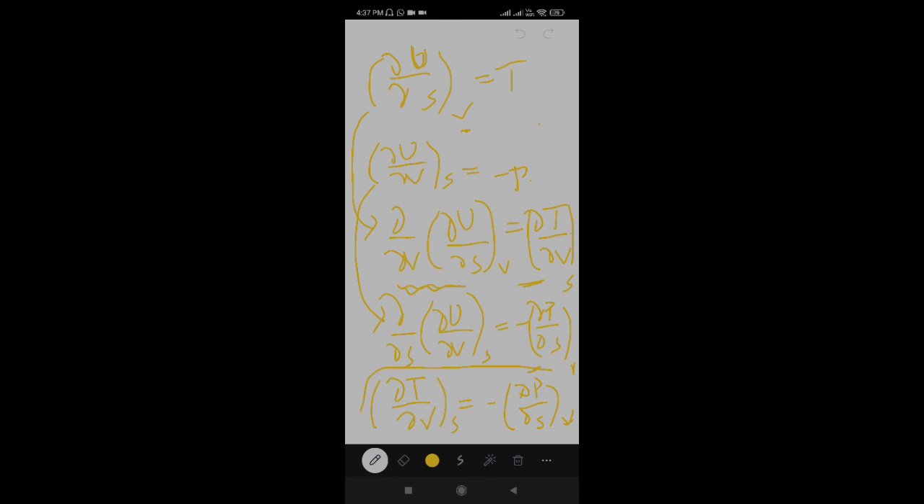Now this is called the first Maxwell's equation. How are you arriving at this first Maxwell's equation? Starting from the definition of the internal energy, you derive this first Maxwell's equation. This is called the first Maxwell's equation.